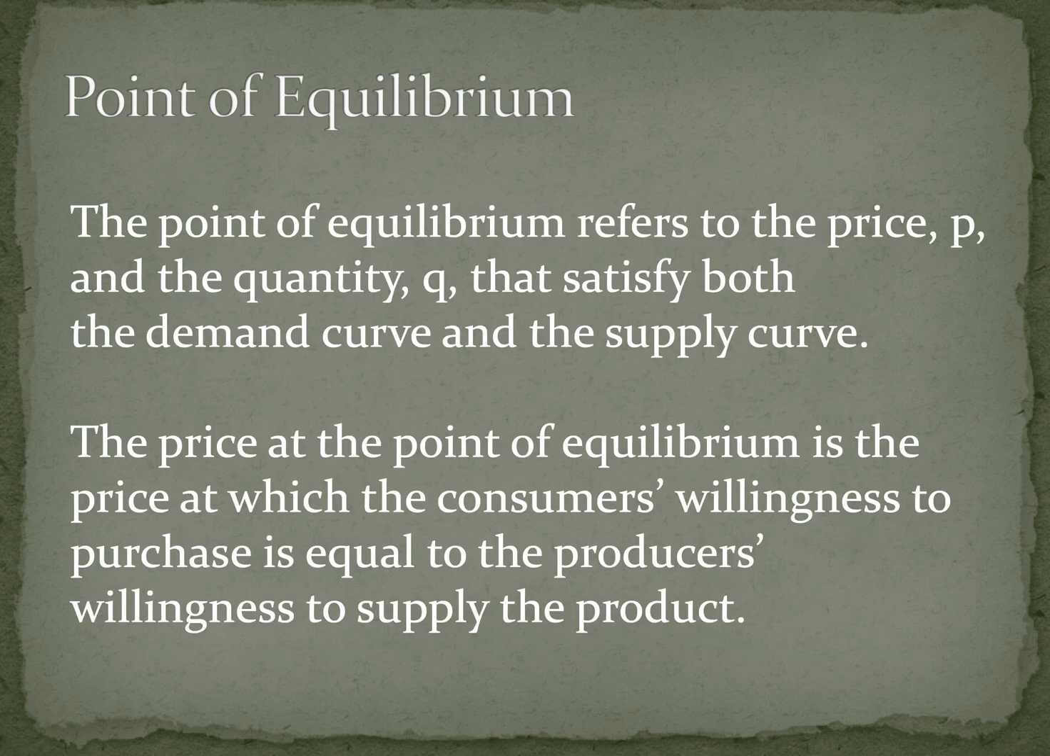So on to the point of equilibrium. The point of equilibrium refers to the price P and the quantity Q that satisfy both the demand curve and the supply curve. The price at this point of equilibrium is the price at which the consumer's willingness to purchase is equal to the producer's willingness to supply.